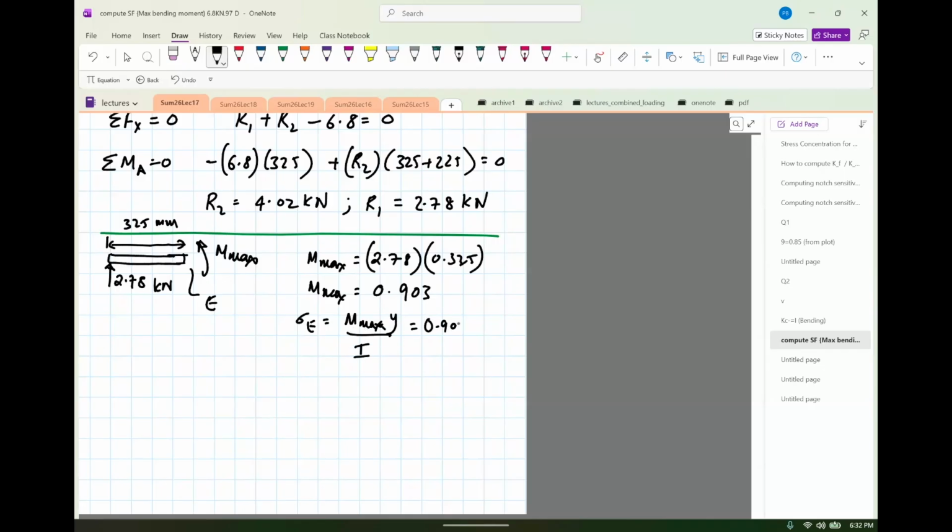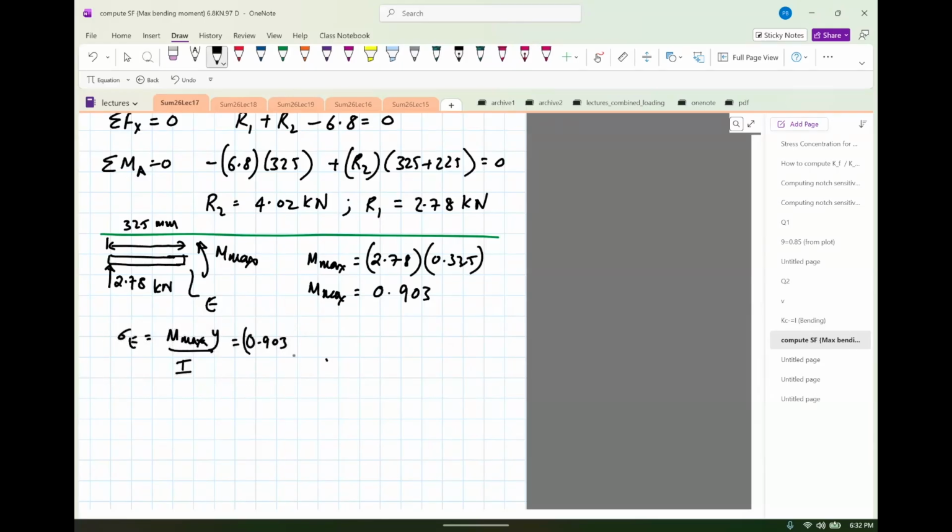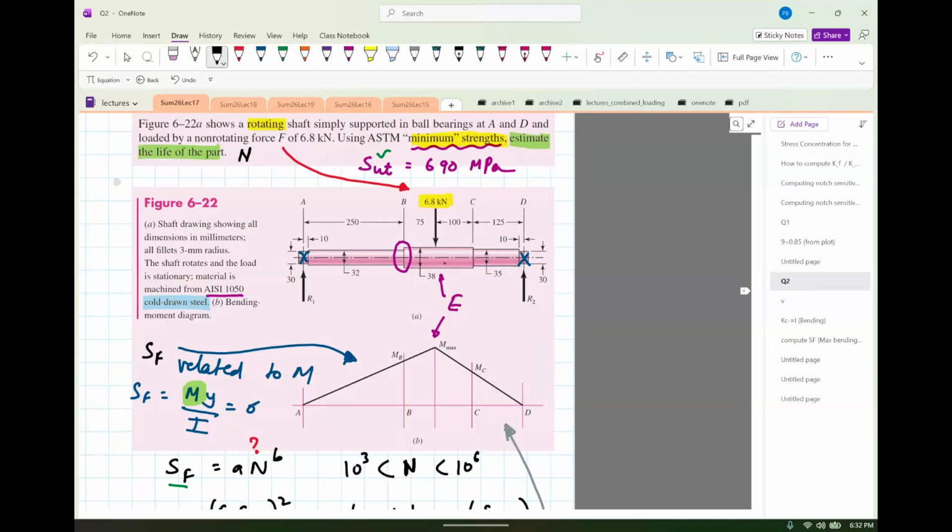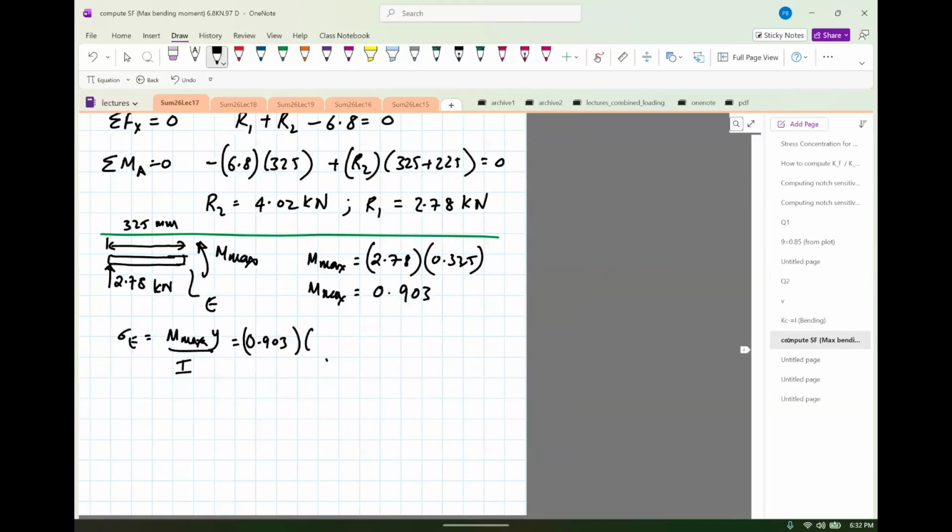So it will be 0.903, the M max. Y is the distance from the neutral axis to the top. The diameter here is 38 mm. Let me write the formula down first. M max, Y is D divided by 2, and I is pi D raised to 4 divided by 64. So it comes out to be 32 divided by pi D cubed, times M max.